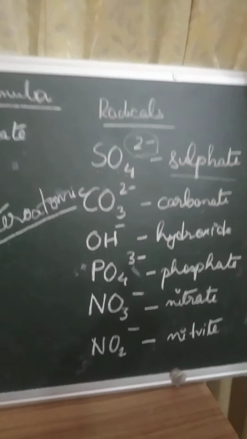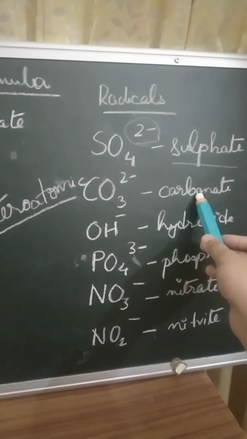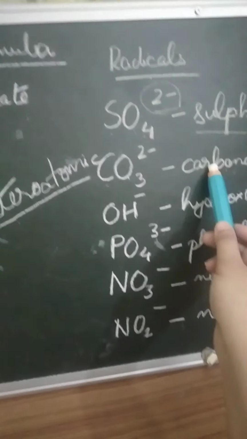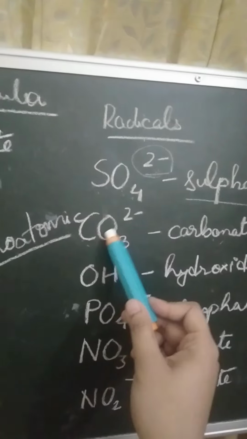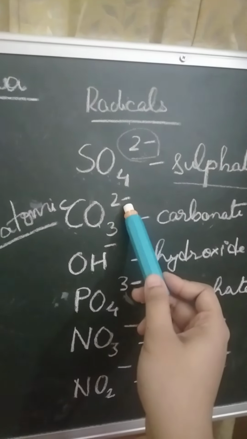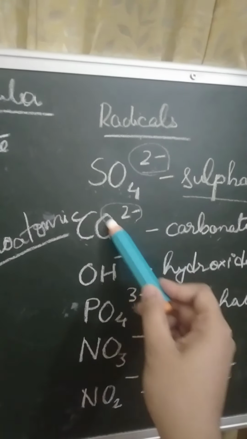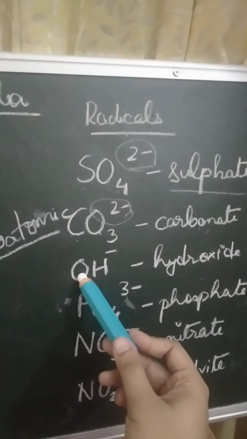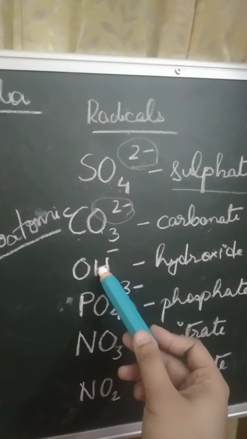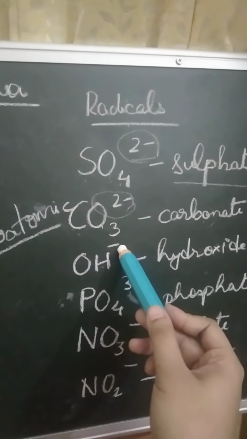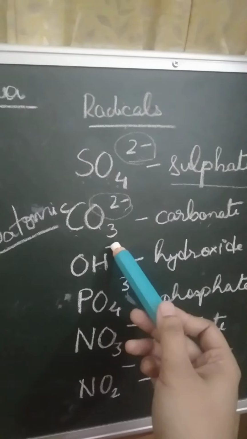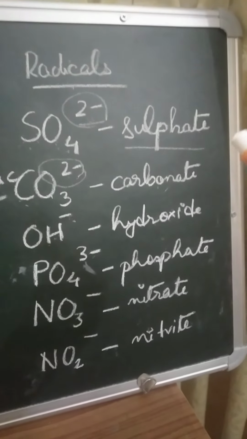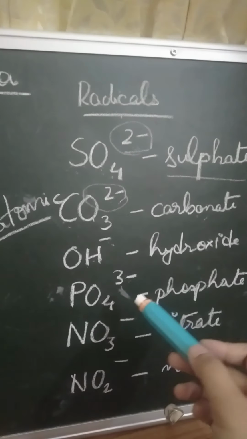2 minus. The next radical is our carbonate. This one we call carbonate, CO3 2 minus, the carbonate radical, where carbon and oxygen atoms share a common charge of how much? Again 2 minus. In the hydroxide radical you see an oxygen atom and a hydrogen atom, both of them sharing a common charge of minus. No number means what does it imply? Minus 1. That means one negative charge. Okay, the next radical is your phosphate.